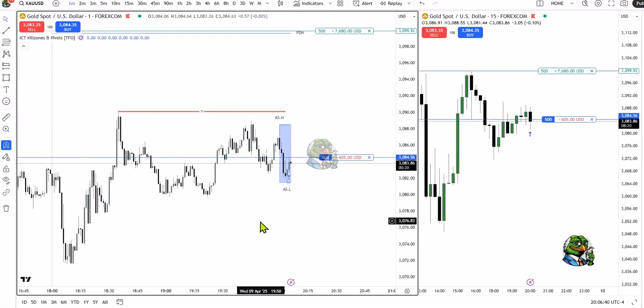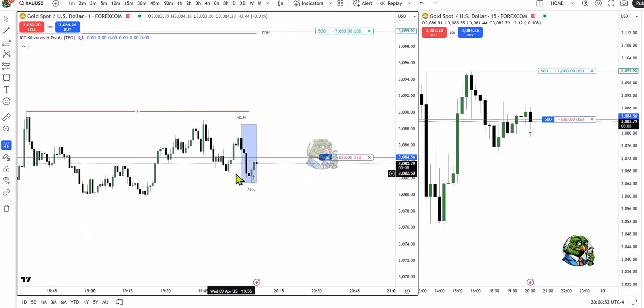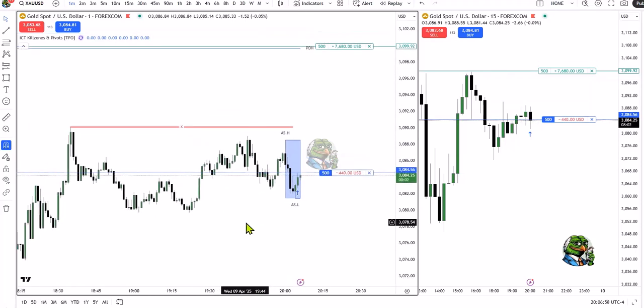Okay, it's 8 p.m, second hour of Asia. This here is current daily high. And we've taken this liquidity into this FVG gap. And I want to see repricing higher to minimum previous daily high.